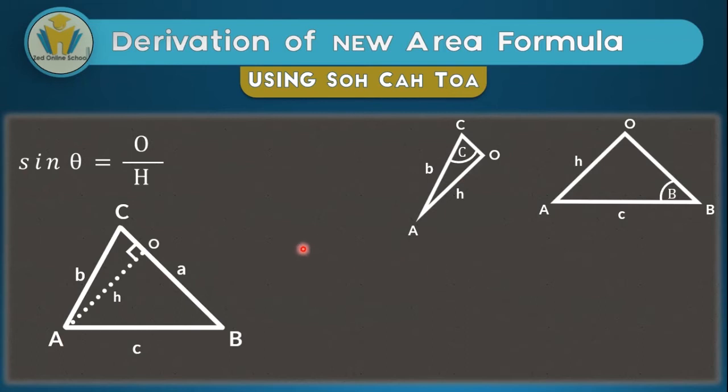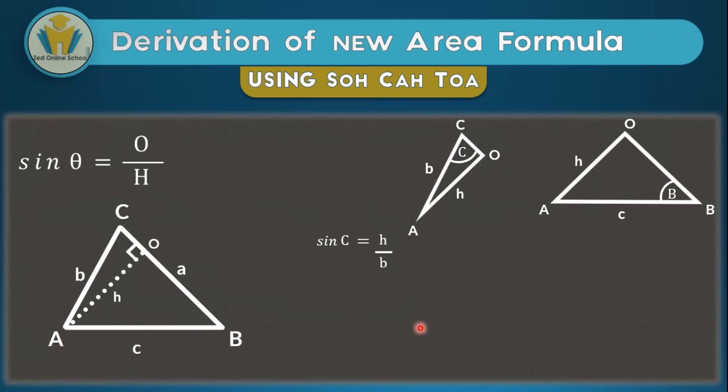Now we're going to simply make use of this trigonometric function sine theta and its respective trigonometric ratio, opposite over hypotenuse. We're going to start with this triangle. Obviously, this is the angle we're using, so sine C will be equal to the opposite side of C, which is h, divided by the hypotenuse. The hypotenuse is the side that is opposite the right angle in a right-angled triangle. Remember, this is a right angle, the angle at O. So sine C will be equal to h over b.